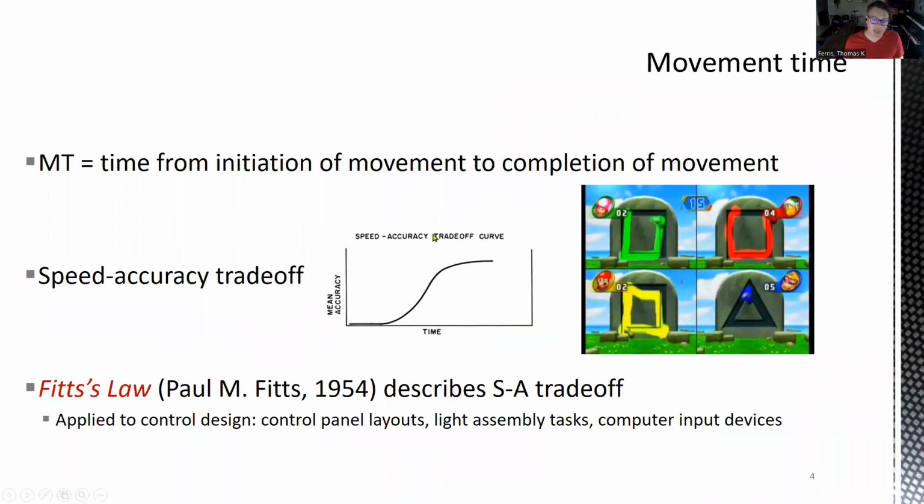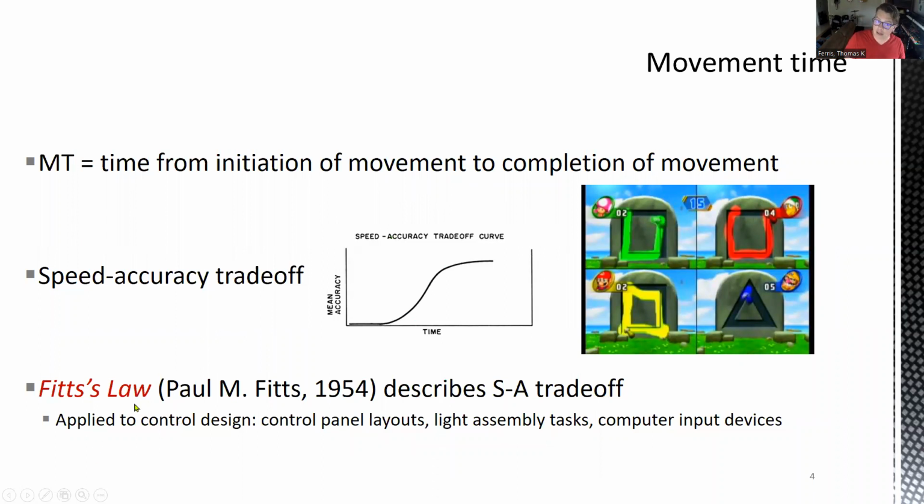So movement time is characterized by a speed-accuracy trade-off, meaning you can either be faster or more accurate, but you can't do both of those. In this example, I always go to video games. This is a Mario Party game where you're tracing these shapes as quickly as you can, but need to be accurate enough that you cover the path. Of course, if I go really, really fast, it's not going to be accurate. I'm not going to advance. If I go too slow, I could be accurate enough, but I'm not winning the race. So that's the challenge. That's the trade-off we're dealing with.